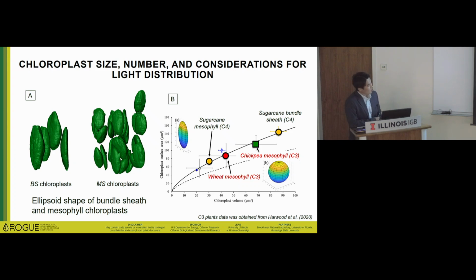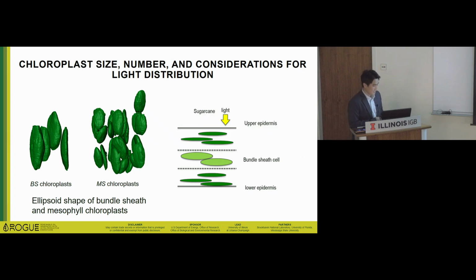Why does this happen? One possible explanation is that it might be beneficial for a C4 plant to have small or fewer mesophyll chloroplasts, to avoid shading the chloroplasts in the bundle sheath cell, which also require light. If a C4 plant had large, packed mesophyll chloroplasts, that would significantly impact shading on the bundle sheath cell. That's why the sugarcane mesophyll chloroplast is smaller than in C3, and also why they have bigger chloroplasts in the bundle sheath cell.